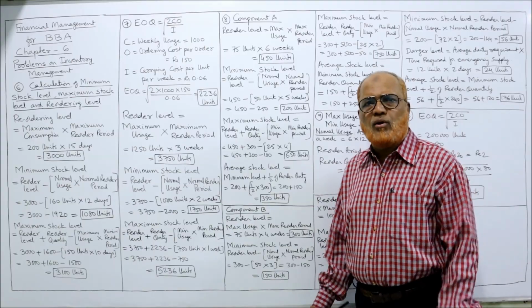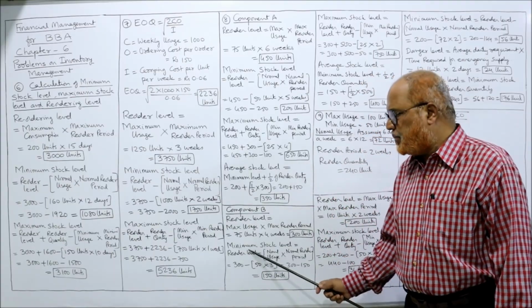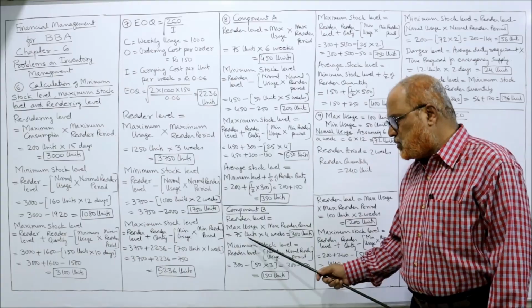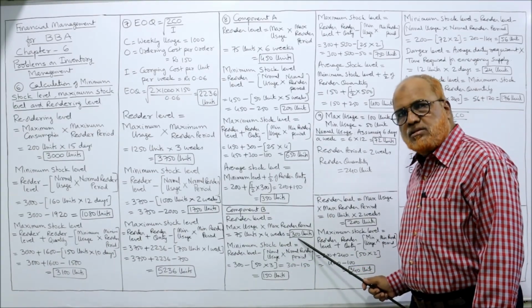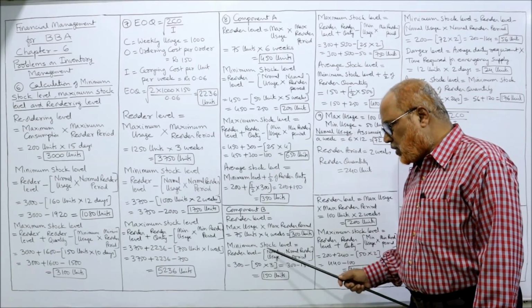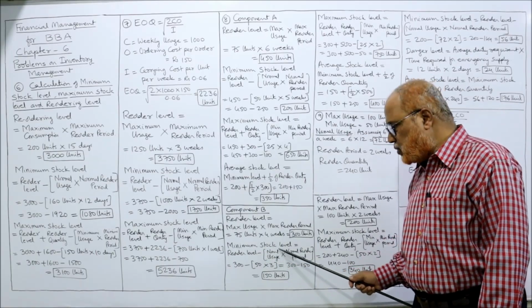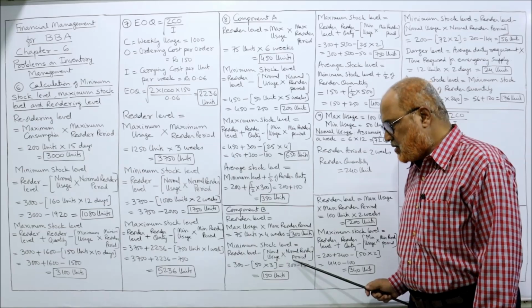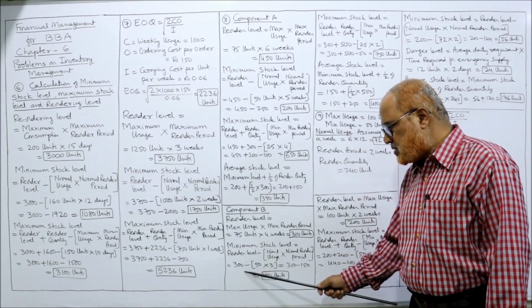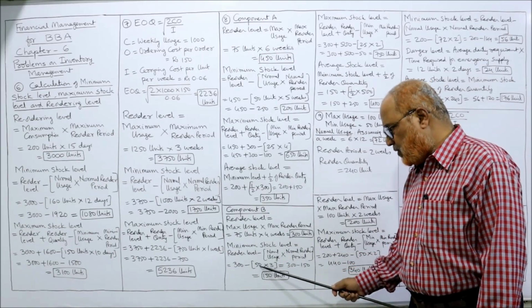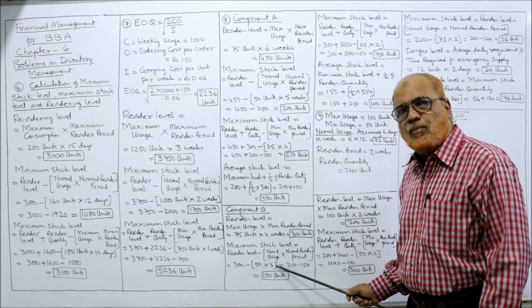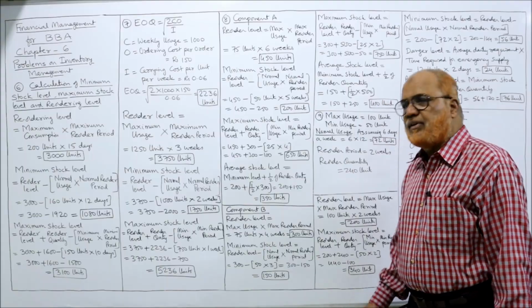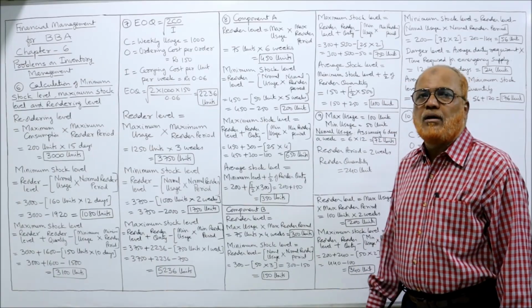Exactly the same way we have to proceed for component B. Reorder level: maximum usage 75, maximum reorder period 4 weeks. So 300 units reorder level. Minimum stock level is reorder level minus normal usage into normal reorder period. So reorder level 300 units, normal usage is 50 units and normal reorder period is 3 weeks. That is given in the problem. Then 150 units is the minimum stock level.